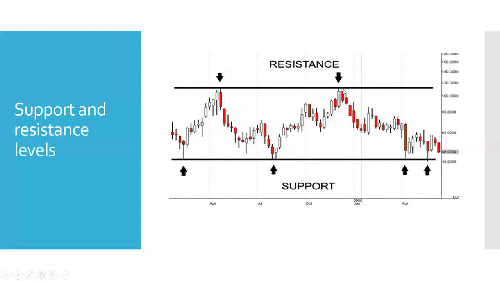When price reaches the resistance level, investors think that this is the highest price. They start selling in the market. Because of supply pressure in the market, price starts moving in the opposite direction. So at least in the short term, these two levels are there.